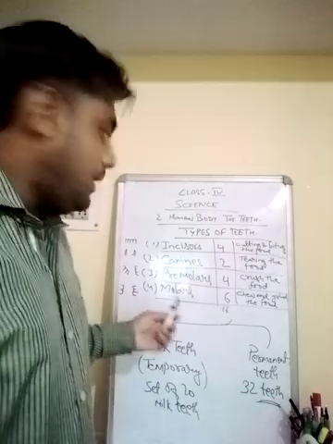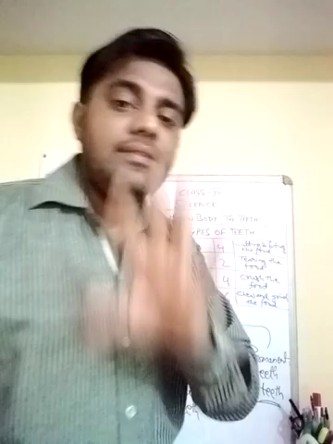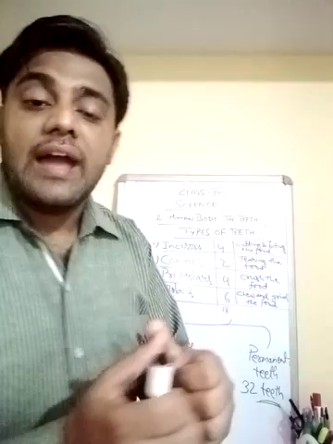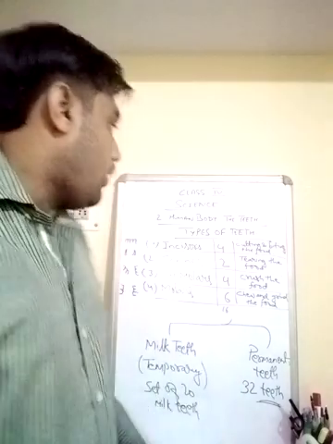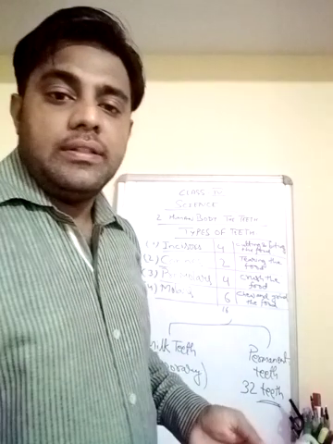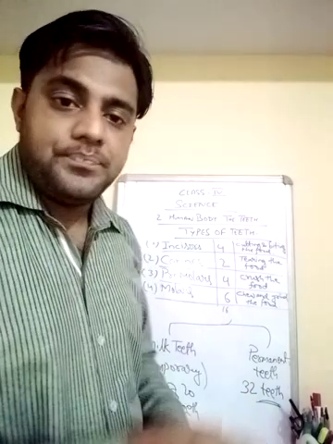Then we have premolars. We have 4 premolars in each jaw. That means 8 premolars in total. They are broad and flat, and their work is to crush the food. Their work is almost similar to the mortar and pestle.